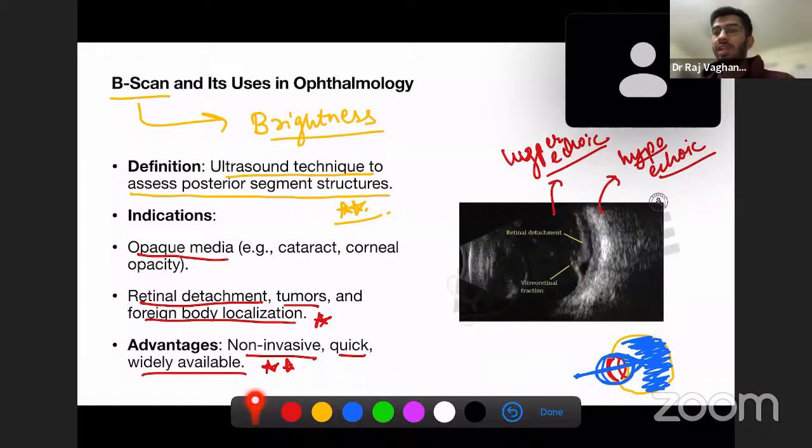So you can visualize the retinal detachment and tumors. If there are tumors, they will appear as a tumor. Or if there's a foreign body in the posterior segment of the eye, then you can localize the foreign body and where it is present. This is also used if there is an opacity in the cornea or the lens, then you can easily visualize all the structures in the posterior segment. So these are the advantages, indications, and what is hyperechoic, hypoechoic, and what is B scan. It is a widely used mode of diagnosis for ophthalmological disorders.